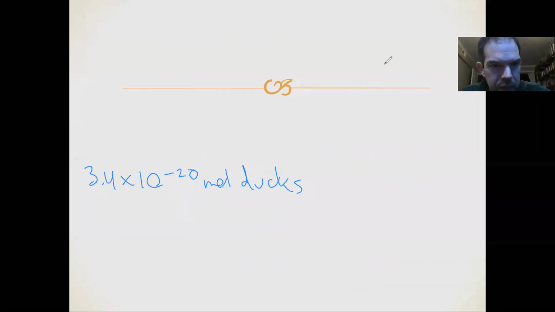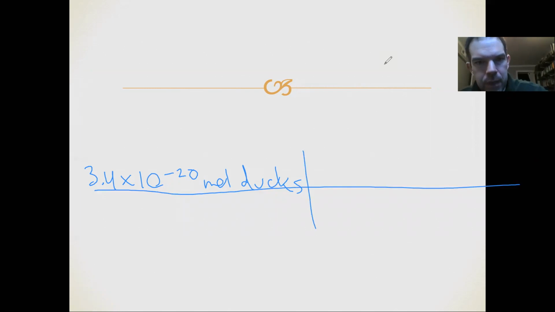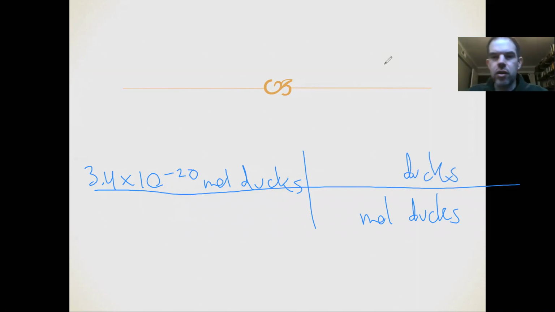Okay. So I'll go ahead and go like that. On the bottom, I'll put moles of ducks because I want to get rid of that, and I'm going to go to just ducks. How many ducks do I actually have? So just like a dozen, 1 mole of something is always going to equal 6.022 times 10 to the 23rd of that item.